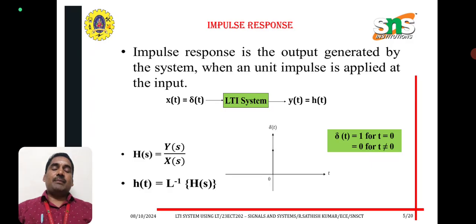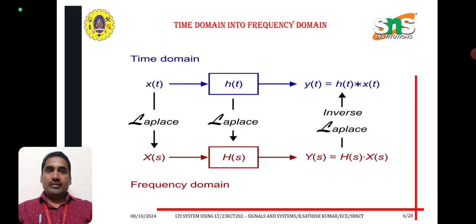When x of t is applied to the linear time invariant system, it produces the output as y of t. H of s is equal to Y of s divided by X of s. How to find the impulse response of the system: while taking the inverse transform of the system transfer function, we get h of t. H of t is equal to Laplace inverse of H of s. Delta of t function can be defined as 1 for t is equal to 0, 0 for t not equal to 0.